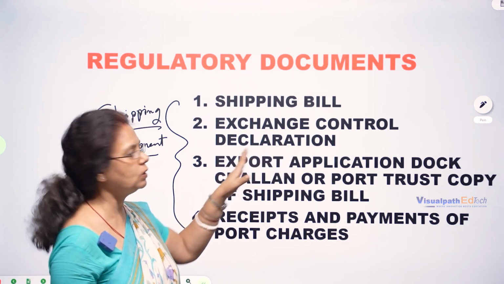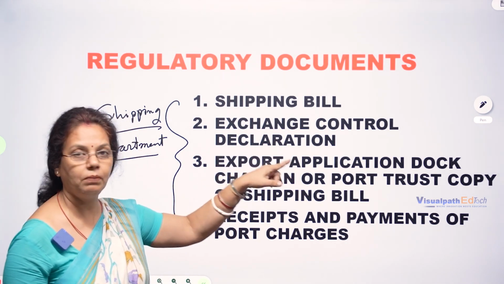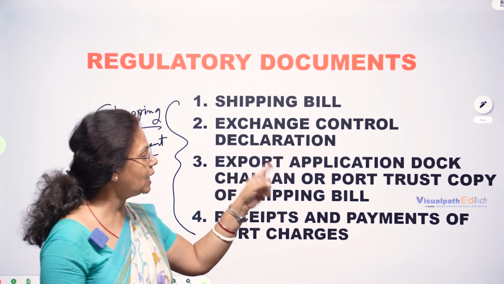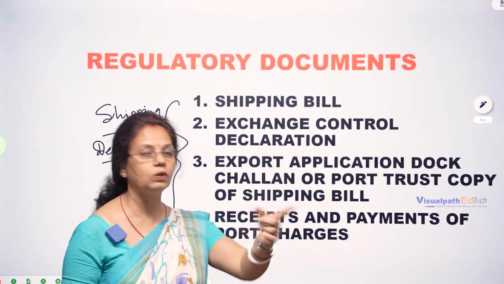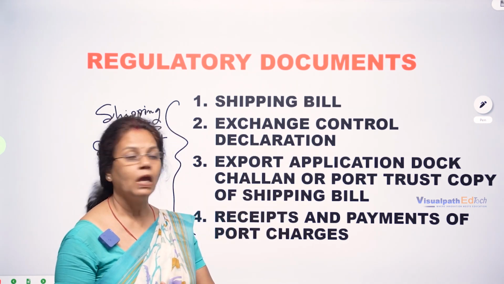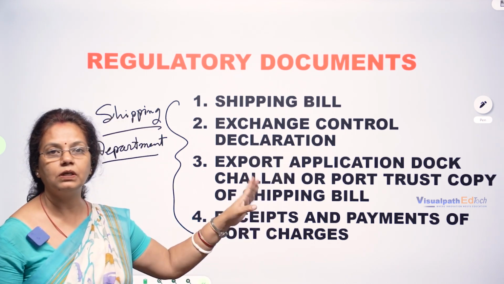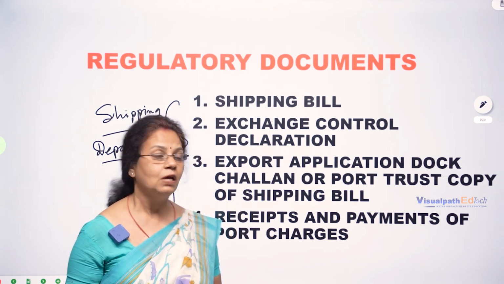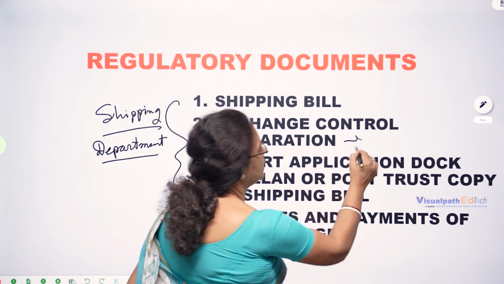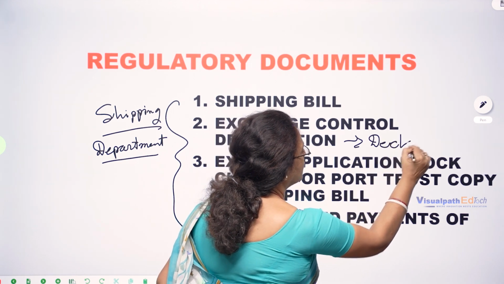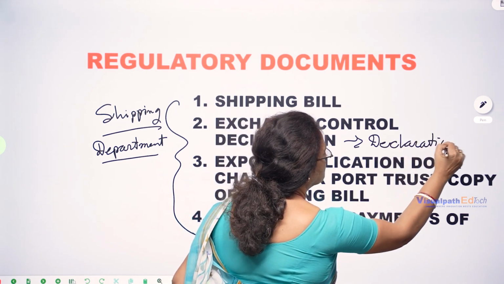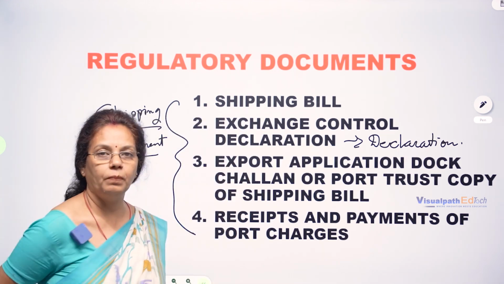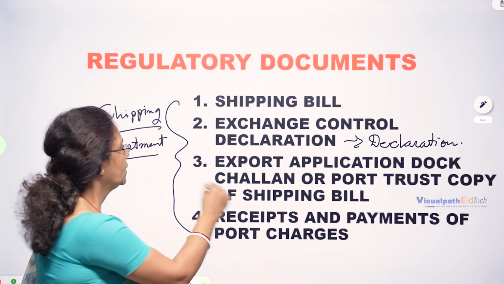Then the exchange control declaration, which is most important because there is an exchange bureau authority that has to give permission to transport the goods from one place to another. Without their authority, without their declaration, they cannot send the goods from one place to another. So they should get this authority or declaration, and for that purpose there should be documentation between the parties.